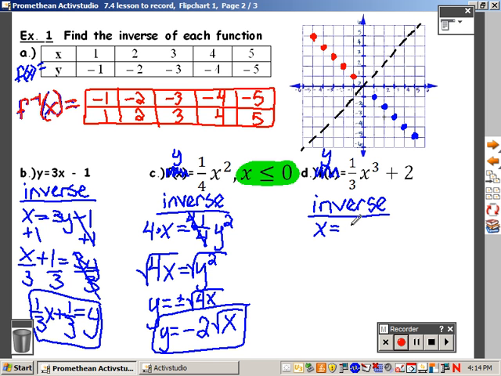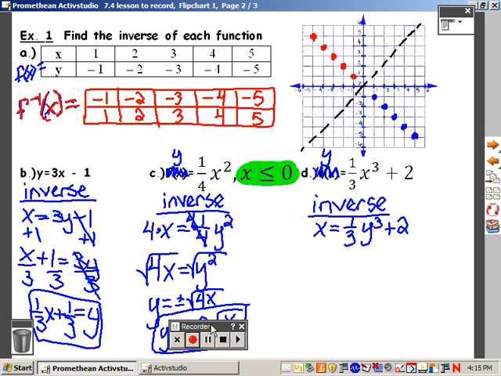X equals 1/3 y cubed plus 2. Now, that's the first step, switch x and y. Second step is get y by itself. So what would I do to get y by itself? What do you have to do first? Remember, you're taking this equation apart, gradually isolating this y. So what do you need to do first? Subtract your 2. So minus 2 on both sides.